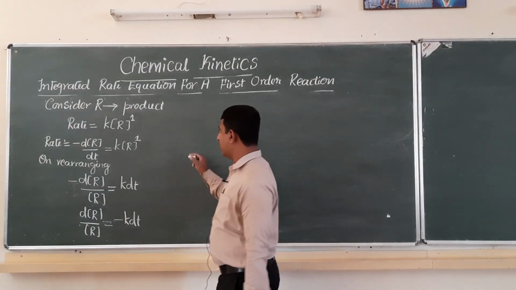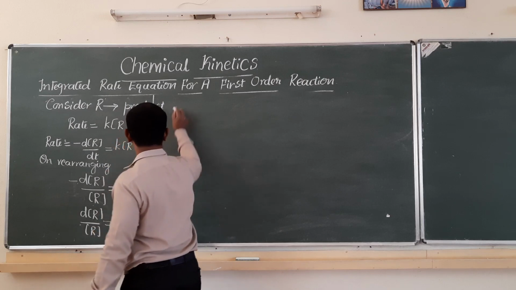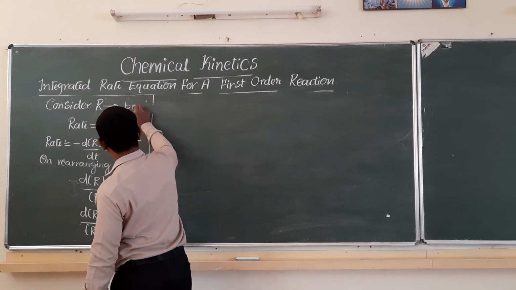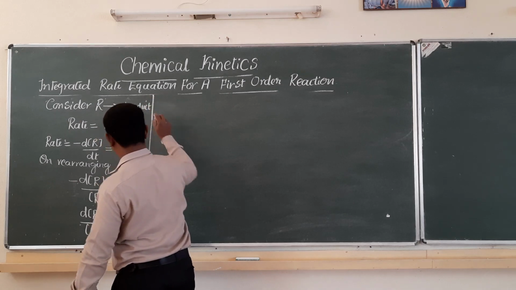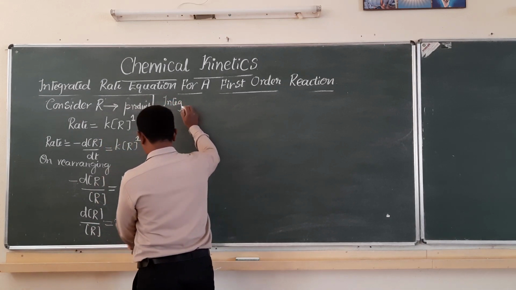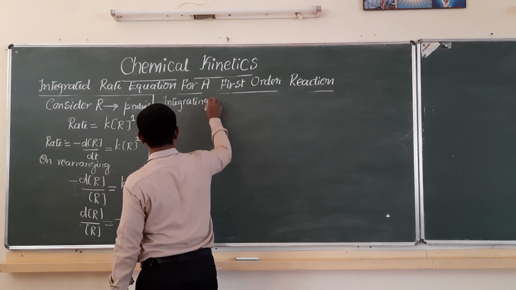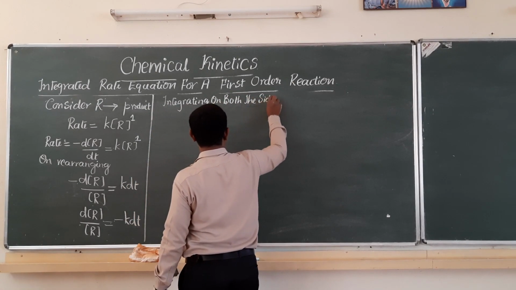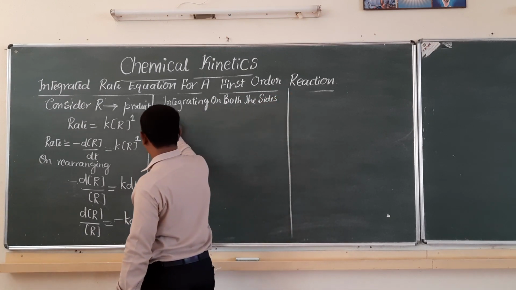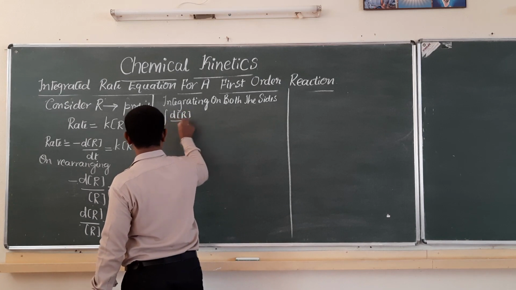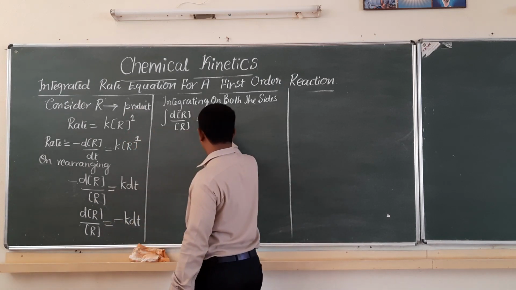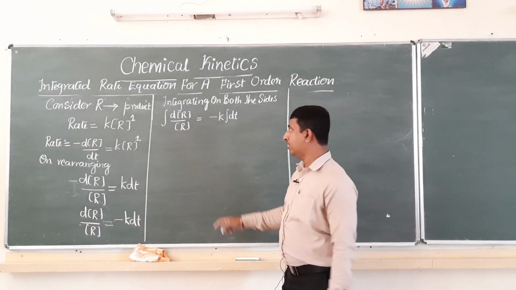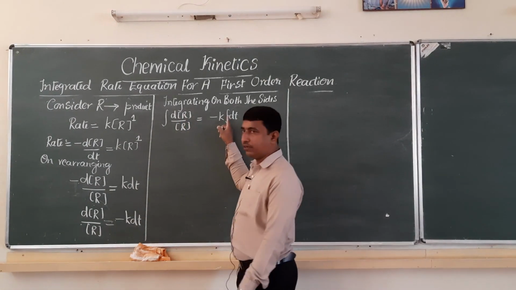I will continue. Integrating on both the sides. So on integrating, dR by R is equal to minus K. It is a constant, so it is taken outside. Integral of dt. So the integral of dR by R is equal to minus K into the integral of dt.